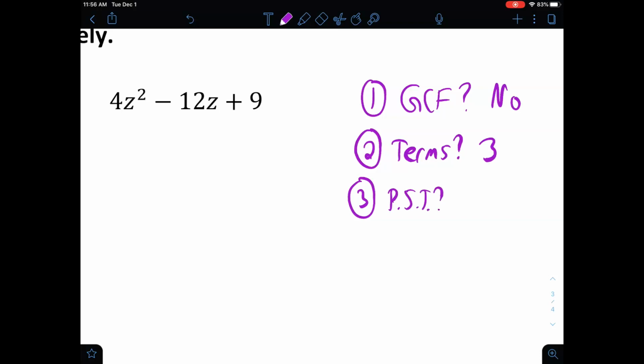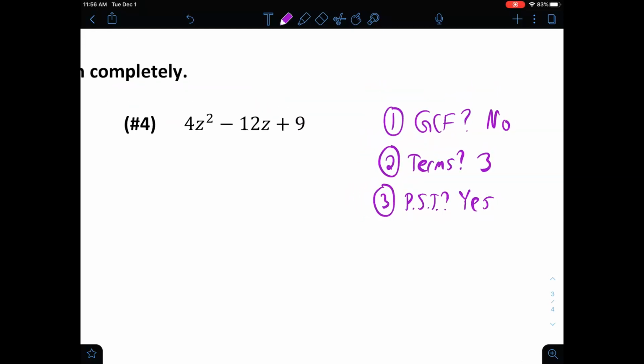Is it a perfect square trinomial? Well, 4z squared is a perfect square. That's 2z. And 9 is also a perfect square, which is 3. It's the square roots. This one says yes. So we're going to actually do a shortcut here. The square root of 4z squared is 2z. The square root of 9 is 3. We've got to check the middle term too, though.